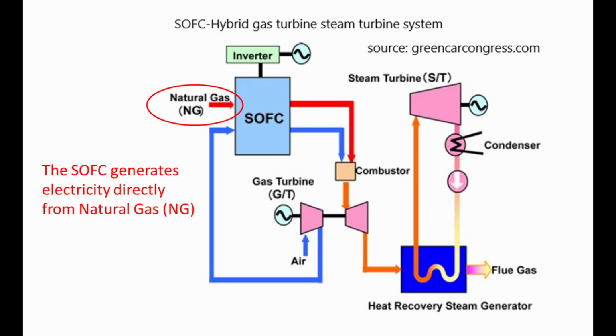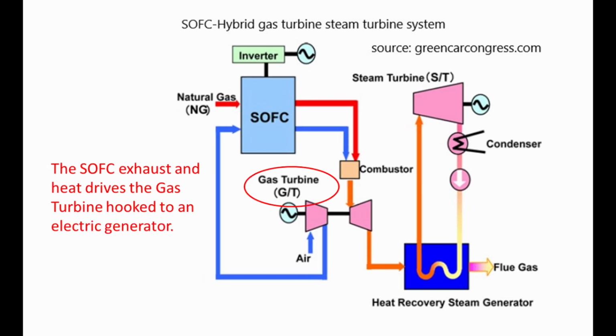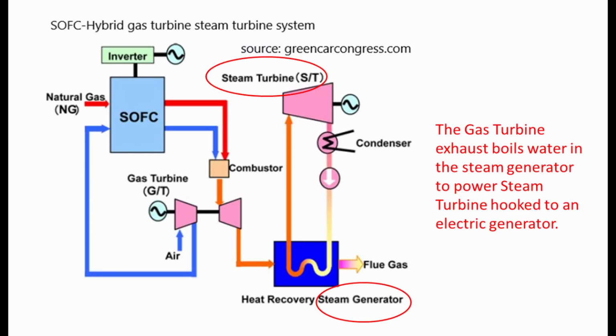Conceivably, an SOFC CHP system could consist of an SOFC, a gas turbine, and a steam turbine. The SOFC could make electricity directly from the input of a natural gas. The hot exhaust from an SOFC could turn a gas turbine that is hooked to its own electric generator. The hot exhaust from the gas turbine would still be hot enough to boil water. The steam from the boiler could drive a steam turbine that could turn a second electric generator.